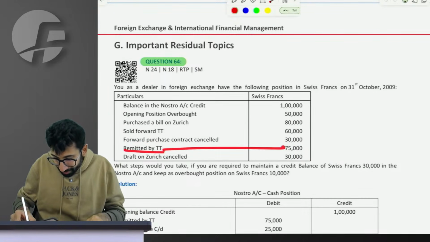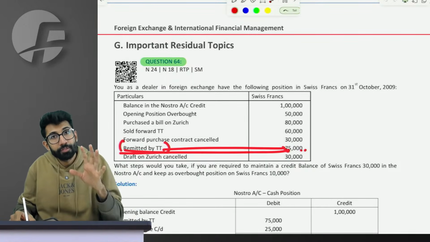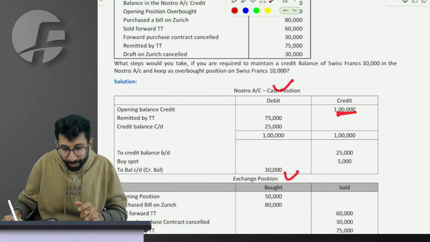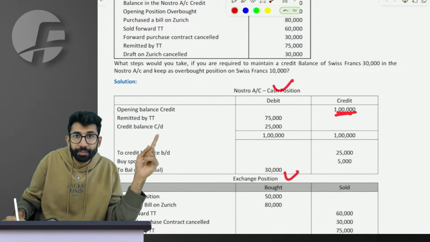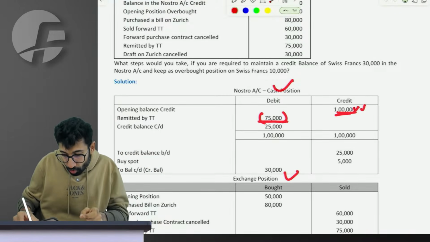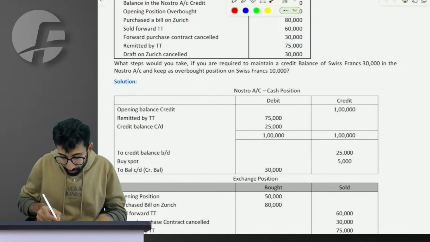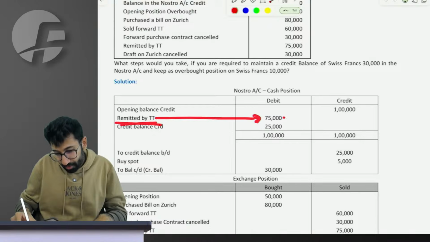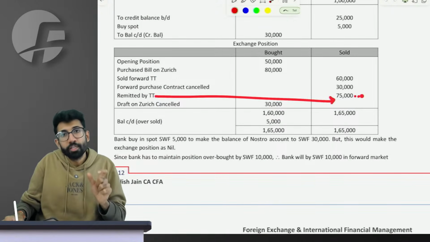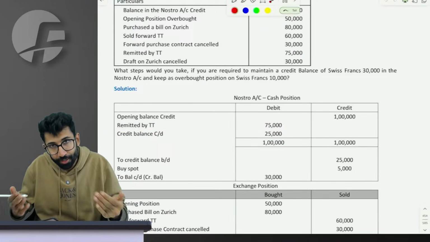Sir, remitted by telegraphic transfer. This is actual remittance. This is actually selling in the spot market, something whose effect will be there in both the accounts. I have my Swiss franc there in the bank, 1 lakh Swiss franc. Out of that 1 lakh, I sold in the spot market to someone 75,000 Swiss franc. So that is remitted by telegraphic transfer, 75 gone, and the same amount is also recorded in the sold side. Are you understanding a spot market transaction getting recorded in both the accounts?